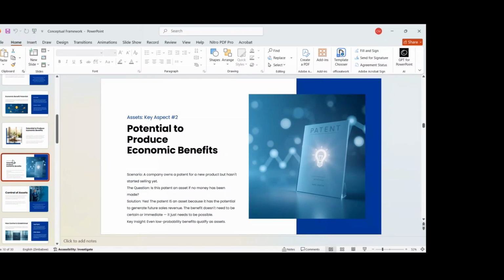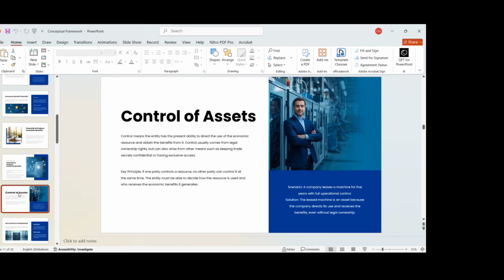Potential to produce economic benefit. A company owns a patent for a new product, but hasn't started selling yet. The question: is this patent an asset if no money has been made? The solution: the patent is an asset because it has the potential to generate future sales revenue. The benefit doesn't need to be certain or immediate. It just needs to be possible. Key insight: even low-probability benefits qualify as an asset. Then we have control.